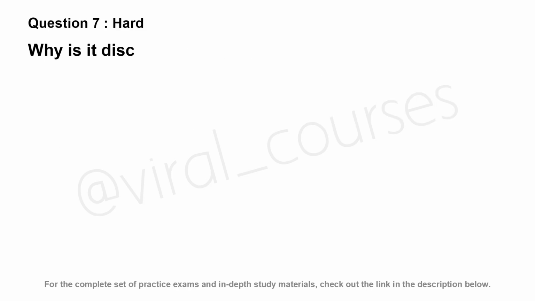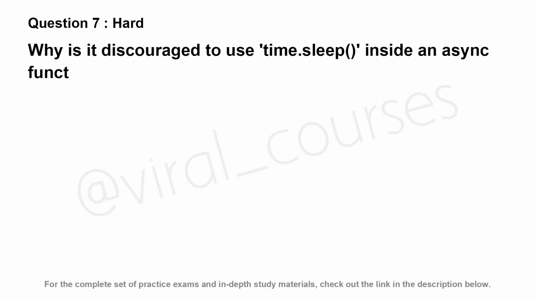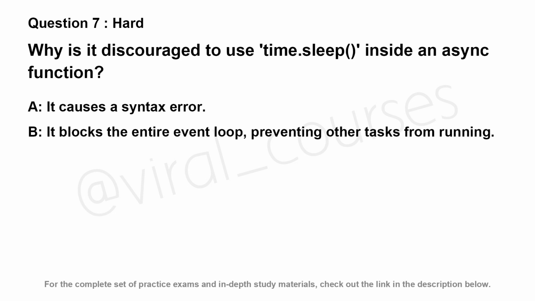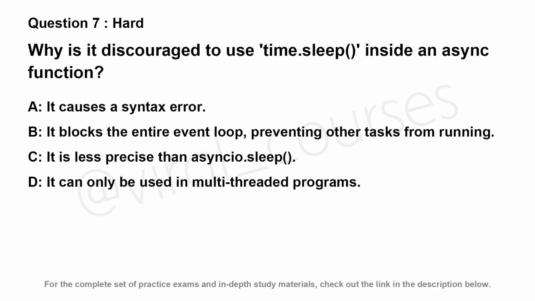Why is it discouraged to use time.sleep inside an async function? Option A. It causes a syntax error. Option B. It blocks the entire event loop, preventing other tasks from running. Option C. It is less precise than asyncio.sleep. Option D. It can only be used in multi-threaded programs.